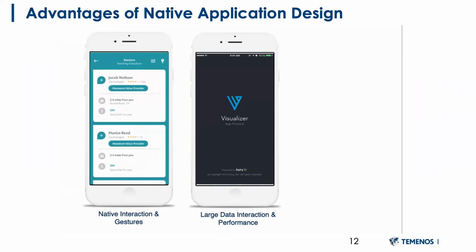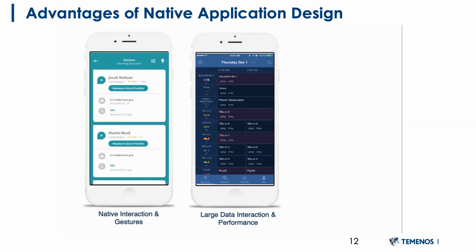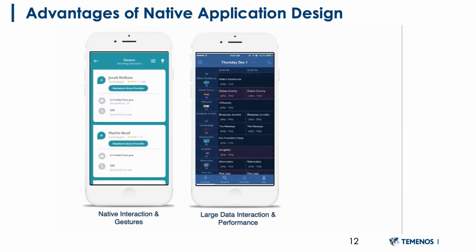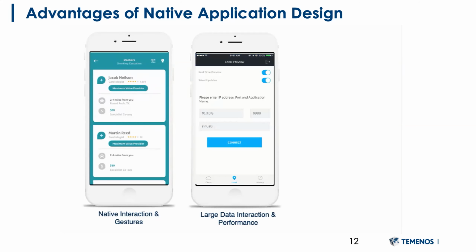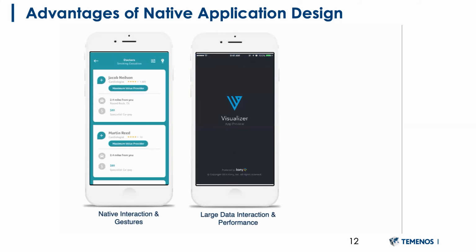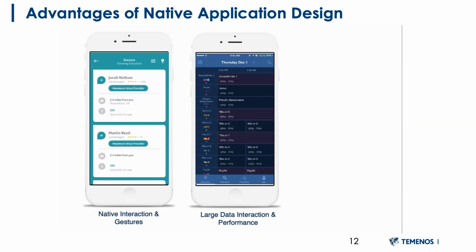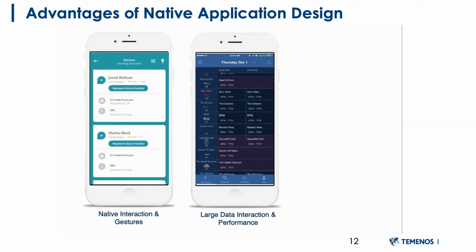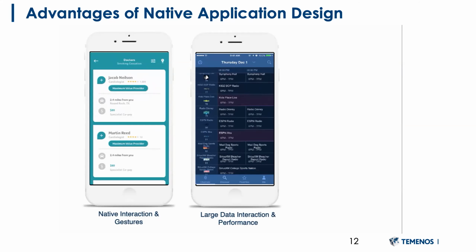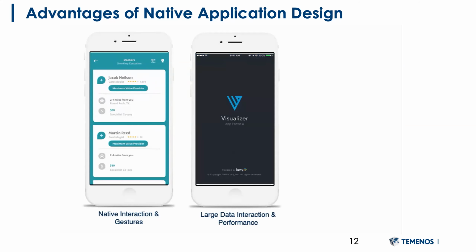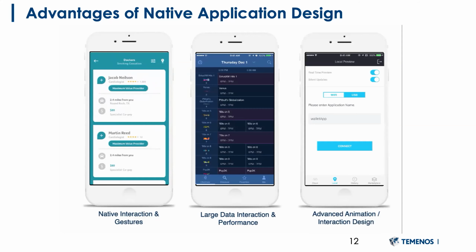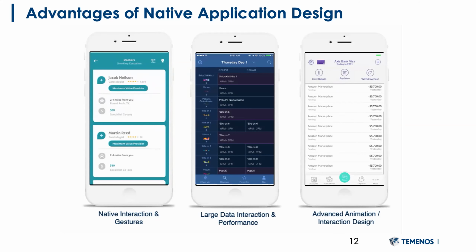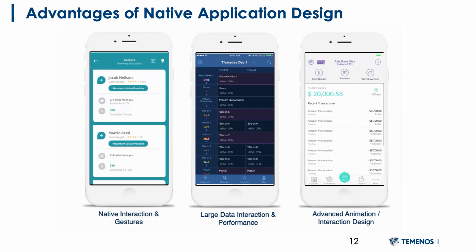Another example is a media application, and this example is a large satellite provider that you may have heard of. And you can see here that we have very fluid management of very, very large data sets. In this case, a media guide with both vertical and horizontal scrolling. That's very much a capability of the underlying native ecosystem, something that you couldn't necessarily create using just a web technology.